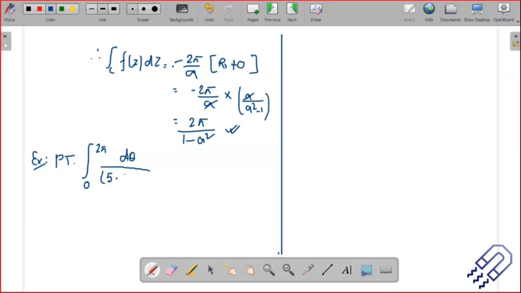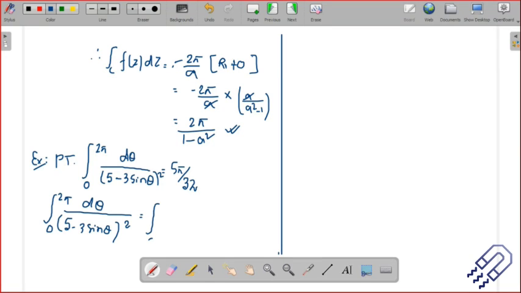5 minus 3 sin theta, and to show that this is equal to 5 pi divided by 32. This is some question which is already given. Try this. And I think I made a mistake, I should not have told the answer. You might have found it out, and then I'd have told you. But anyway, just do it, you get that confidence that you're doing it correctly.